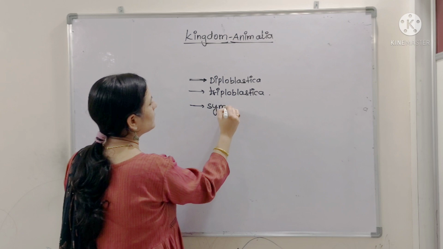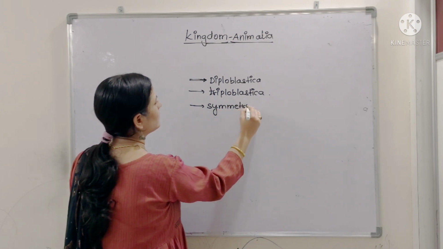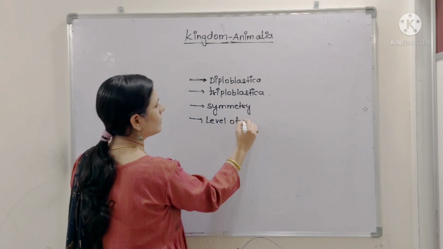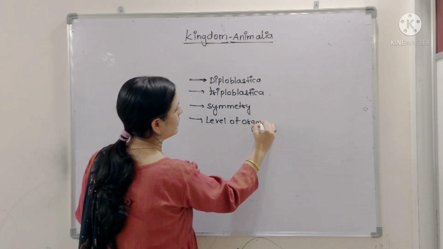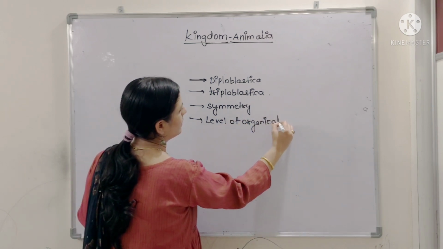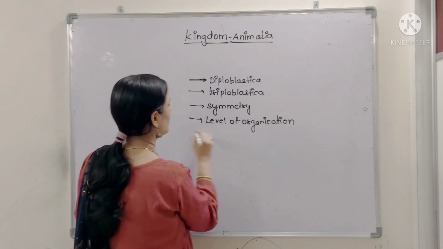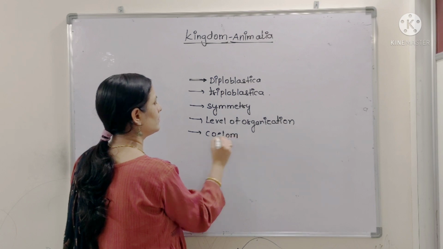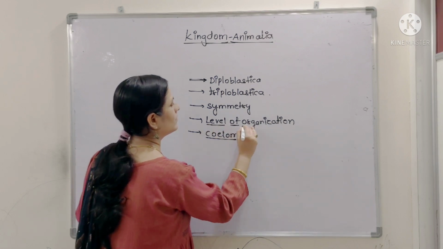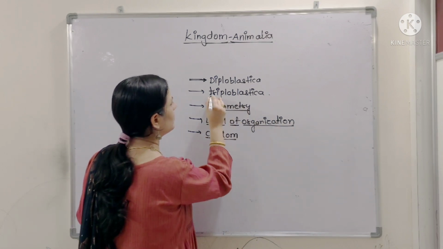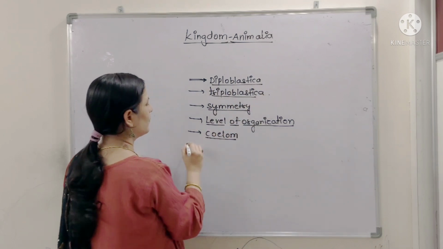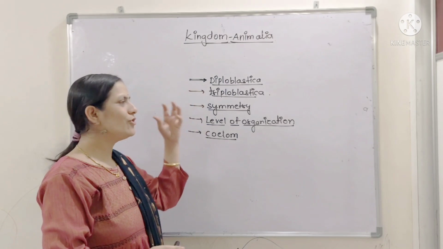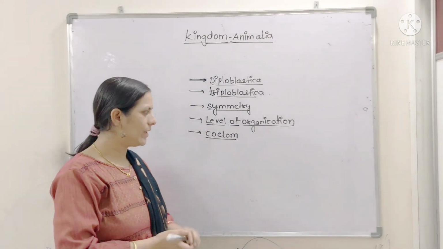Symmetry, level of organization, coelom. These are the main things which we are going to cover here in short. Okay, so let me start then.